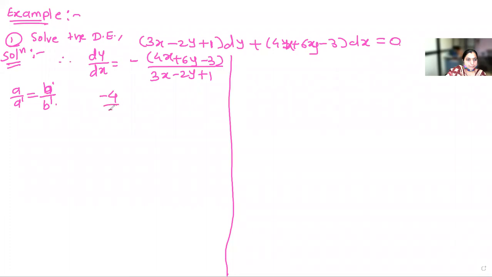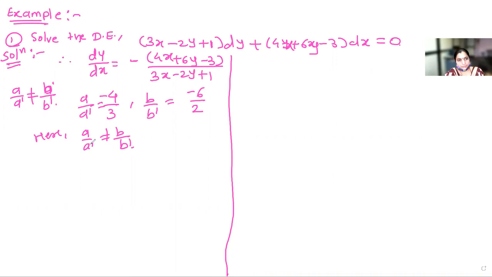Minus 4 divided by 3, a upon a dash. And what is b upon b dash? B upon b dash is minus 6 upon 2. Okay, so you can see here a upon a dash is not equal to b upon b dash. So this is the first kind of non-linear, non-homogeneous differential equation. So we use the method of substitution.